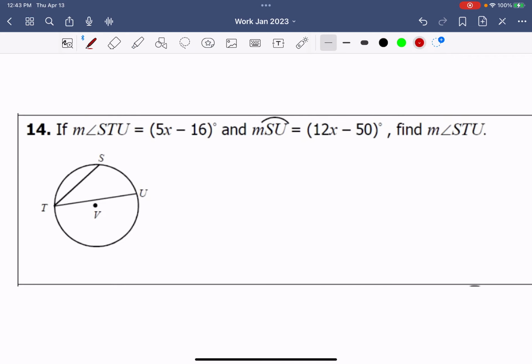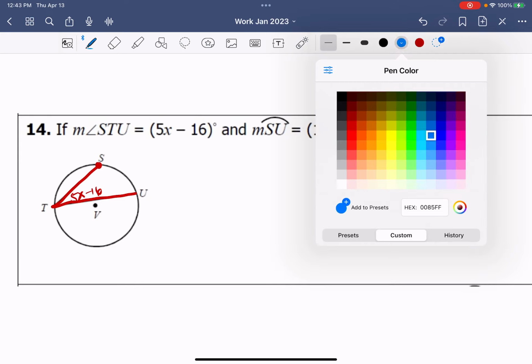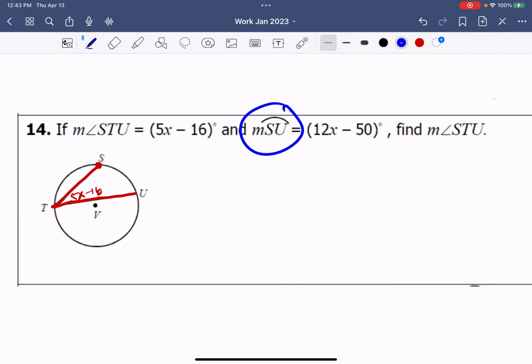Last one. Angle means go on the line. So it'd be STU. You should be writing it in the corner of the 2 lines, like between the 2 lines. The second one is an arc, SU, has this curve on it. So that means it's on the edge of the circle, SU. So we have 12x minus 50.